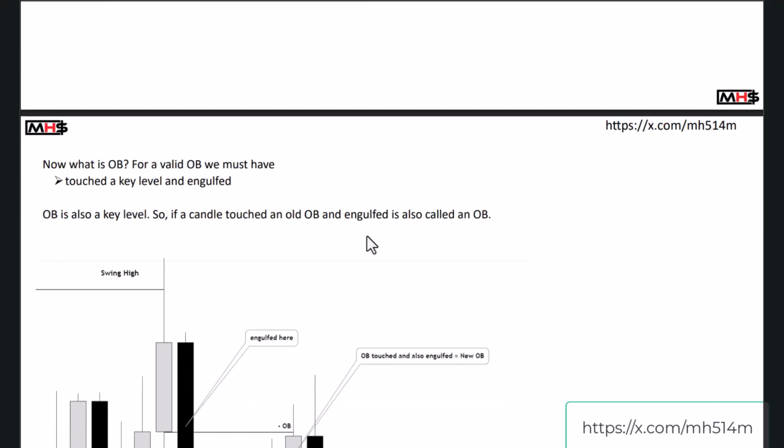Now what is an OB? For a valid OB, we must have touched a key level and then engulfed. Suppose we have an FVG and a candle just touched the FVG and engulfed. That means that becomes an order block. An order block is also a key level. So a candle that touches an existing OB and then engulfs becomes another order block.